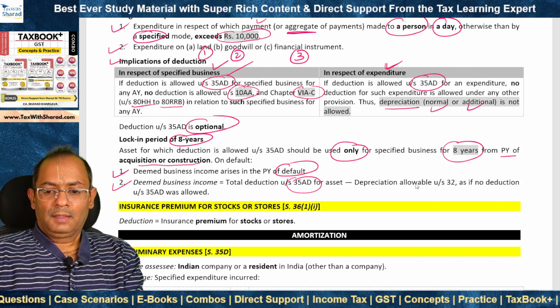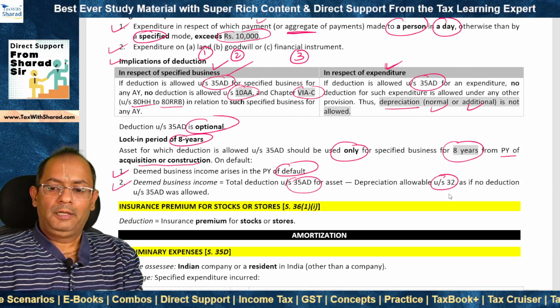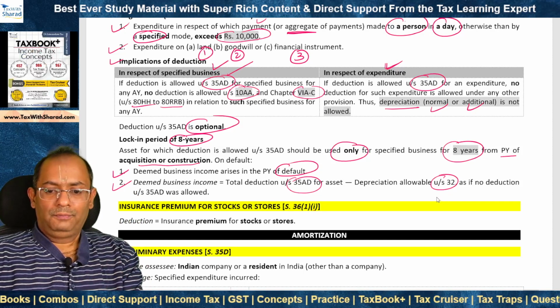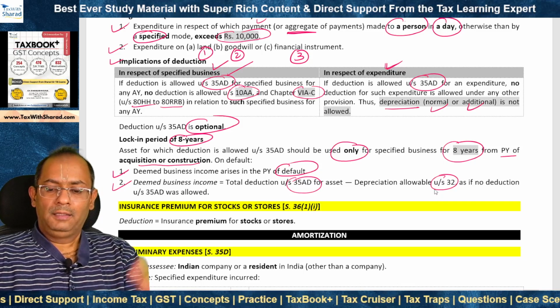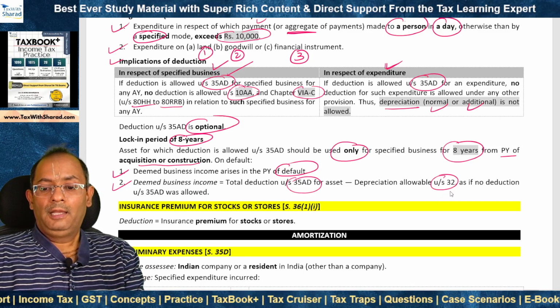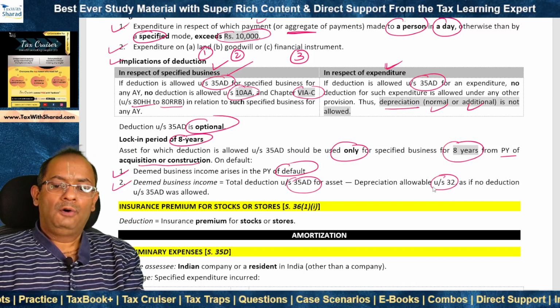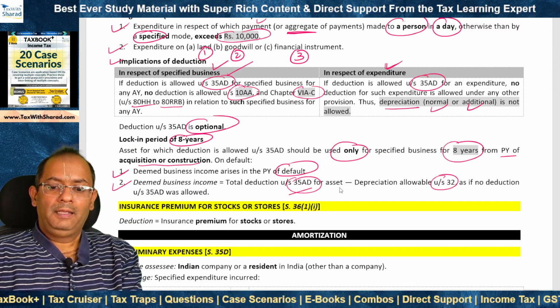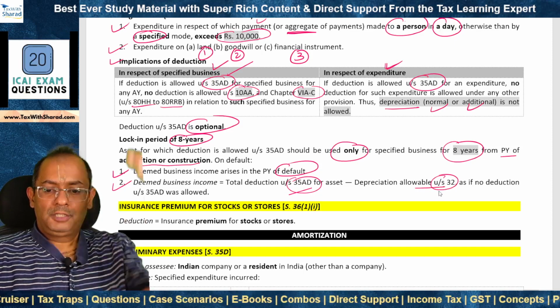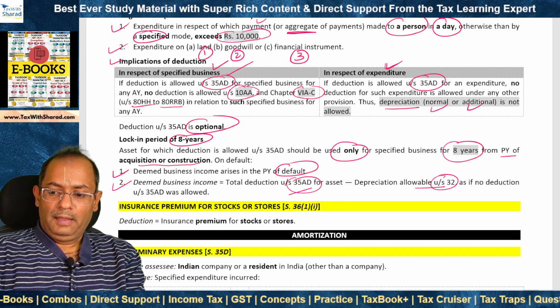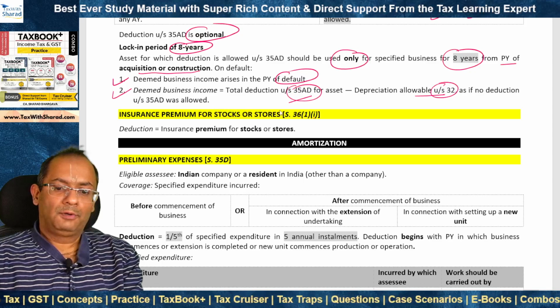However, the depreciation under section 32 is allowed in place of 35AD. So depreciation which would have been allowable all throughout this particular period is now allowed. So while 35AD is completely reversed, depreciation throughout this period is now allowed as a deduction. So this is the provision for 35AD.